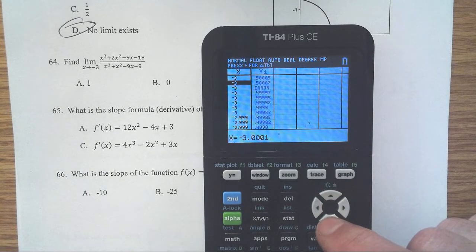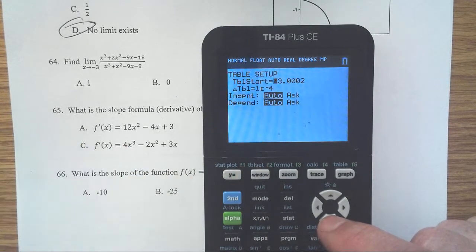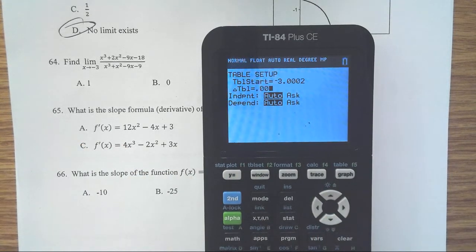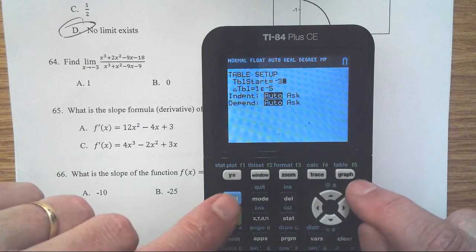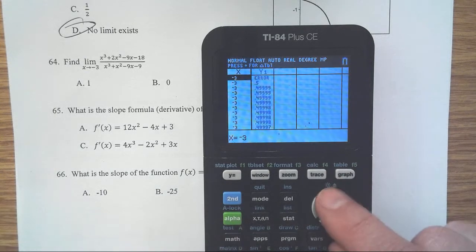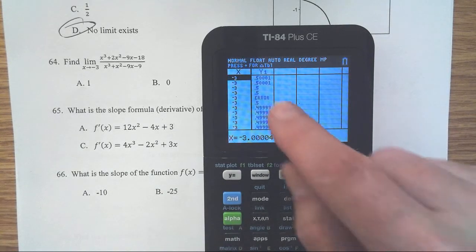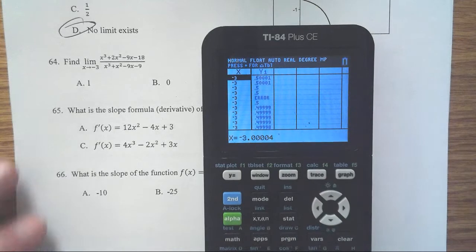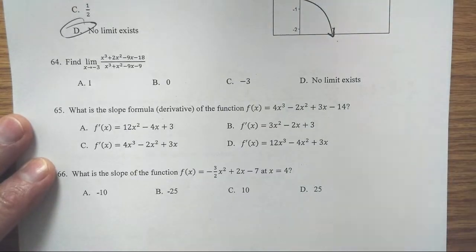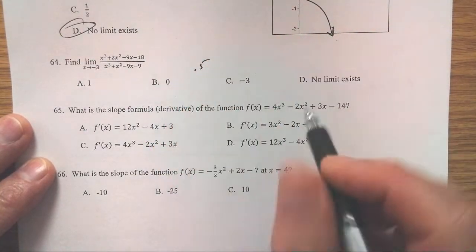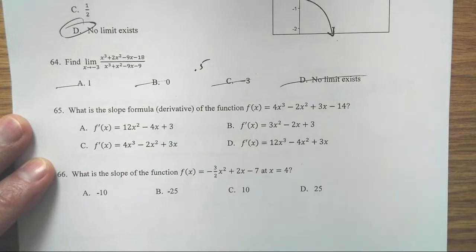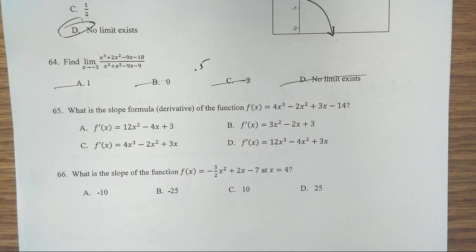Really, really close to 0.5. I'm believing it's 0.5. Let's just go one more step, 0.00001. Start at -3, and we go to table. And there we got it. It looks like we're coming right into 0.5. So there's definite evidence that we have a limit, and it is 0.5. It is not this, not this, not this, and not that. This is one of the mistake problems.